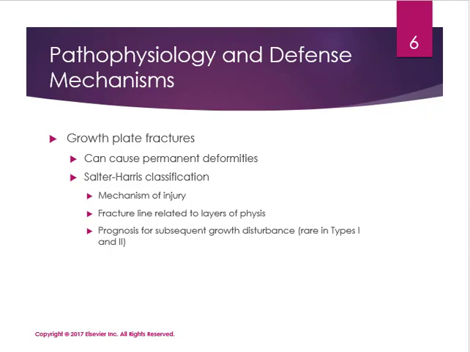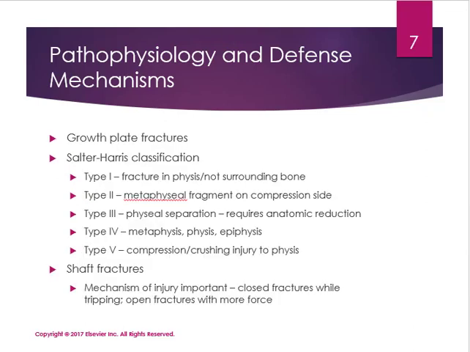And as we talked about, where the injury occurs determines whether there are any permanent deformities, but the prognosis for growth disturbances is rare in type 1 and type 2 Salter-Harris fractures. So as we talked about, there are 5 different types. Type 1 is a fracture in the physis not surrounding the bone. There are great pictures in your book on page 1045, and there are also different ones online. I believe we also had a slide of this in our sports presentation that we did.